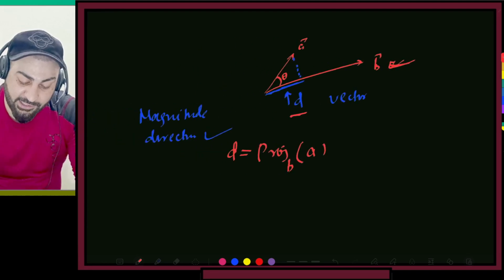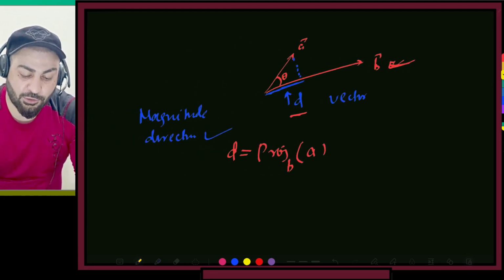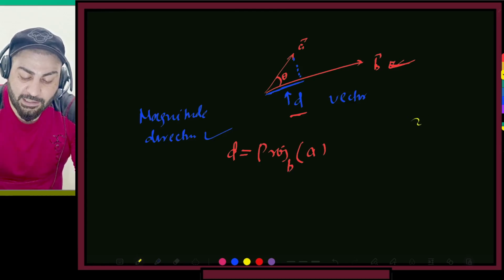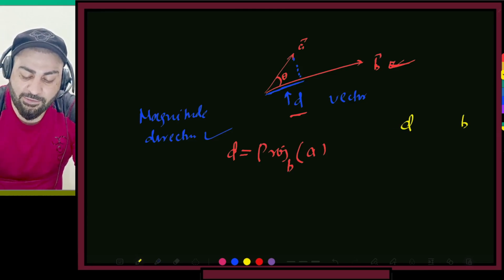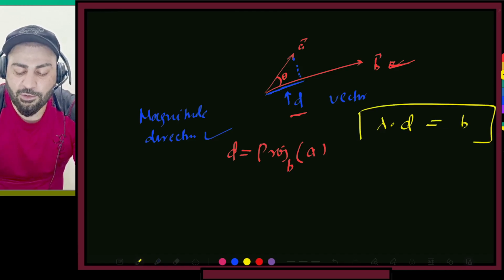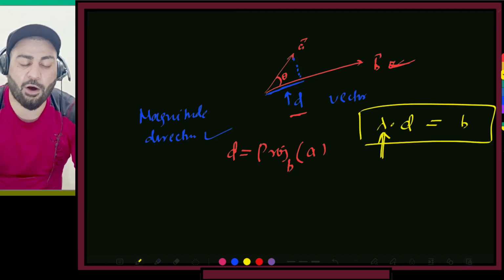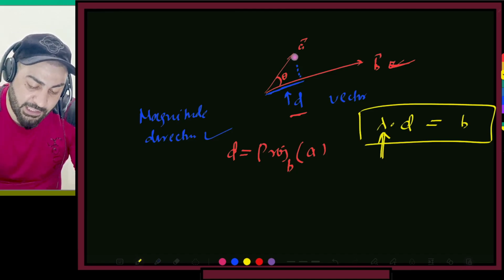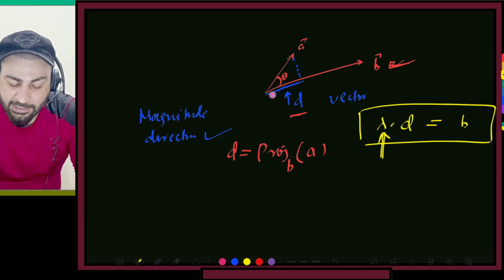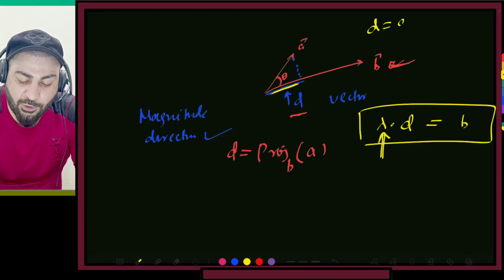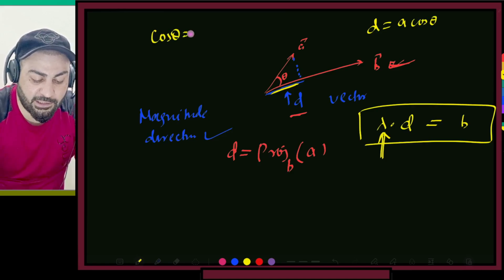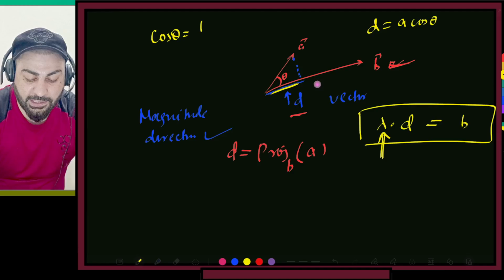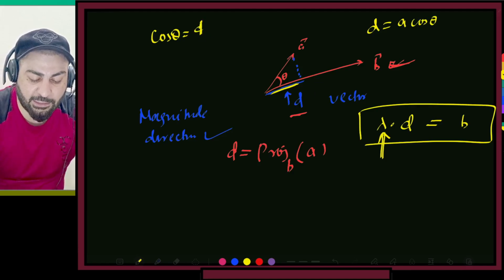Now I am concerned with this D. A peculiar property I have found is that this D will be some lambda times B. I'll have to find how many times, this lambda, basically. If you see, this is a right angle triangle. In this right angle triangle, cos theta is equal to base by hypotenuse. Base is equal to this D, and then we have this A. So D is equal to A cos theta.